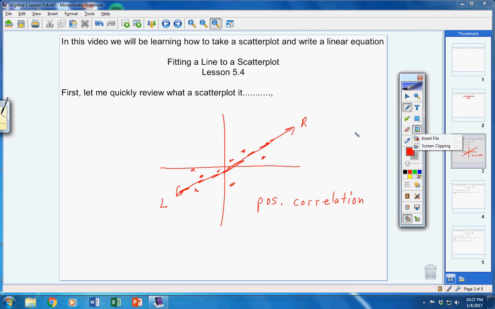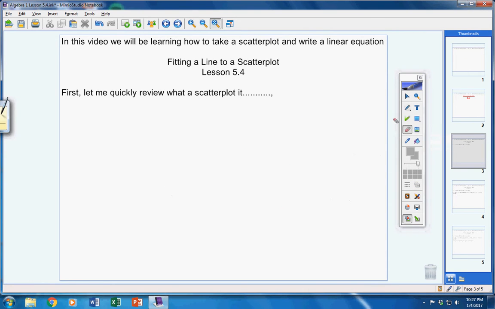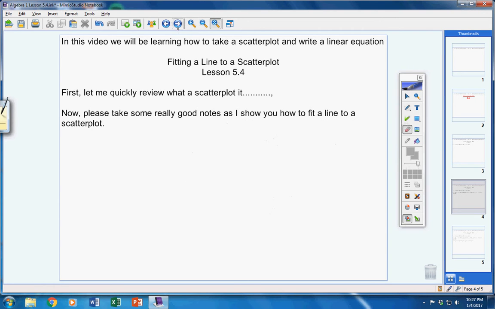And do understand that some scatter plots, guys, would have no correlation at all, okay? And they would look like this, a scatter plot that looks like this. There really isn't any positive or negative correlation, okay? And that can happen. And you would simply say neither positive or negative correlation, okay? But the main thing I want to do is simply review what a scatter plot is before we continue on, okay? Now, please take some really good notes as I show you how to fit a line to a scatter plot, okay? Here we go.